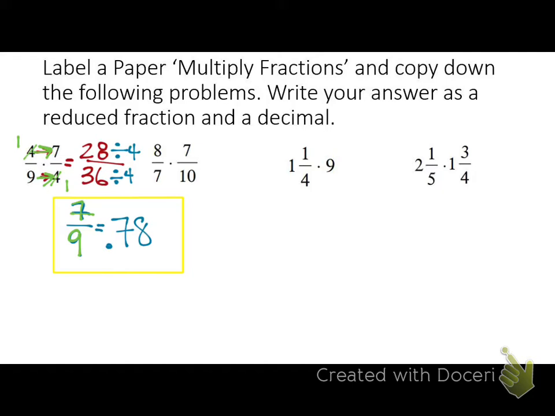So if you like cross-canceling, feel free to. If you do not like cross-canceling, just multiply straight across and then reduce. Either way, you're reducing just at different times. We can practice cross-canceling in the second one.